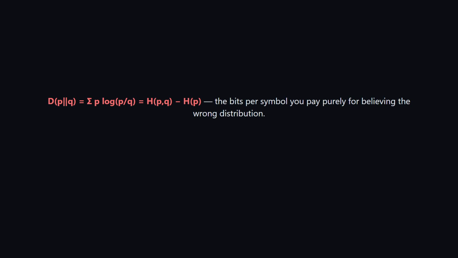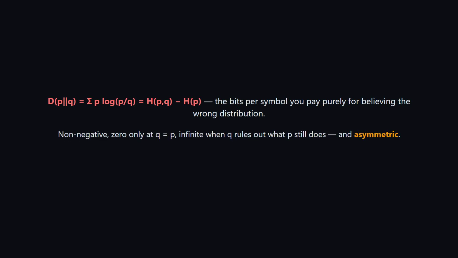The KL divergence, D of P from Q, equals the sum of P times log P over Q, which is cross entropy minus entropy, the bits per symbol you pay purely for believing the wrong distribution. Non-negative, 0 only when the distributions match, infinite when Q rules out something P still does, and asymmetric: forward KL covers the mass, reverse KL chases a single mode.